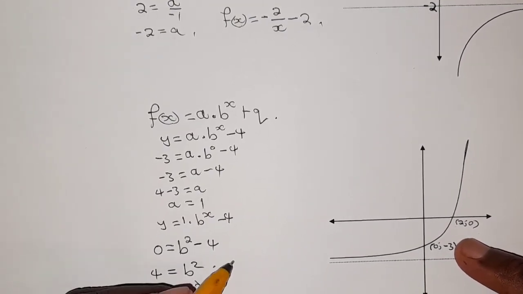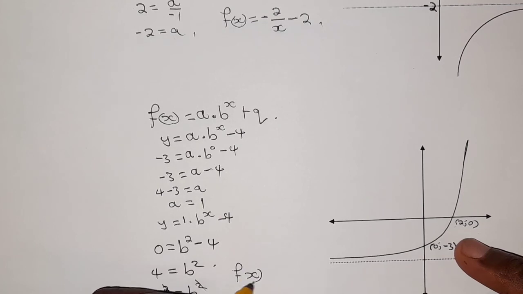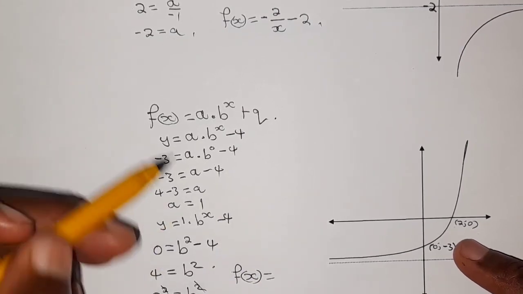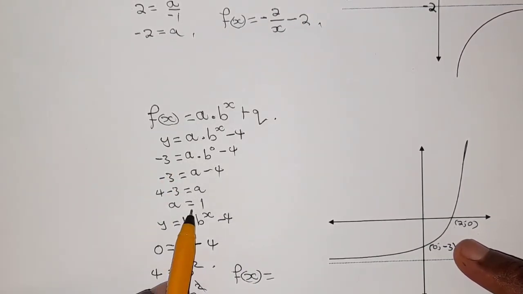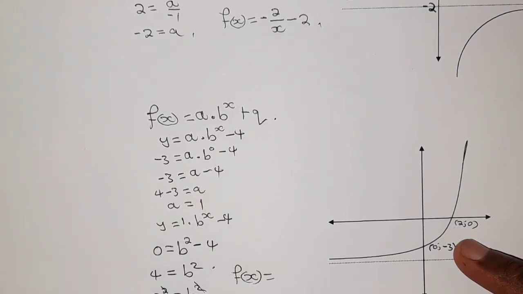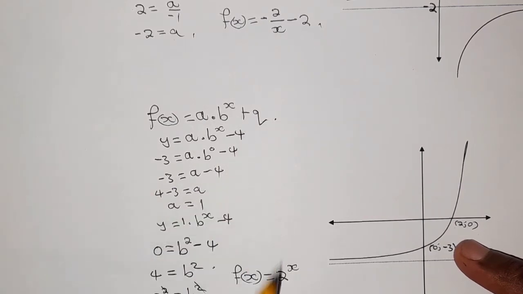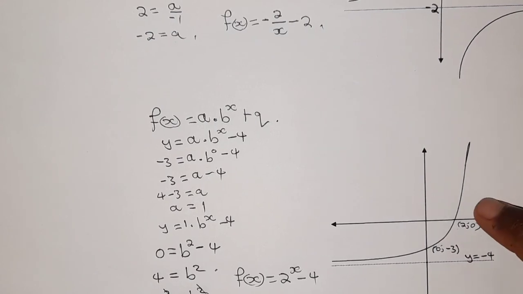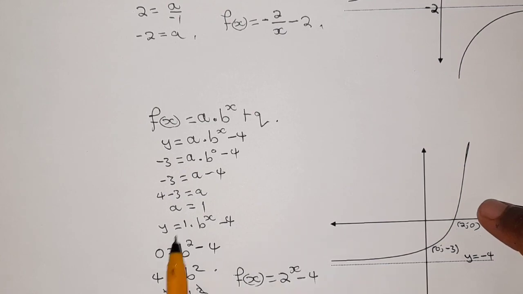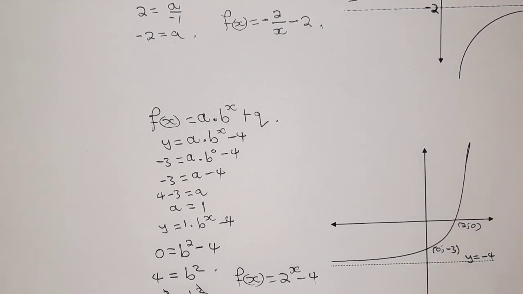So the function then is f of x is equal to, my a is 1 and then my b is 2. So this is 2 to the power of x. My q is negative 4, so it's minus 4. So the equation of this function is f of x is equal to 2 to the power of x minus 4 when our a is equal to 1. This is functions grade 10. Continue enjoying.